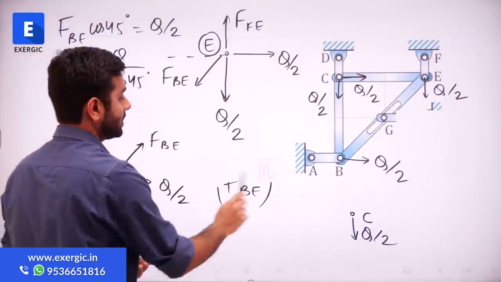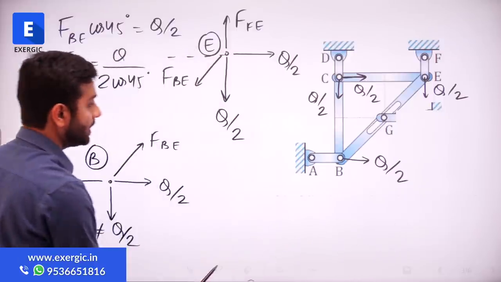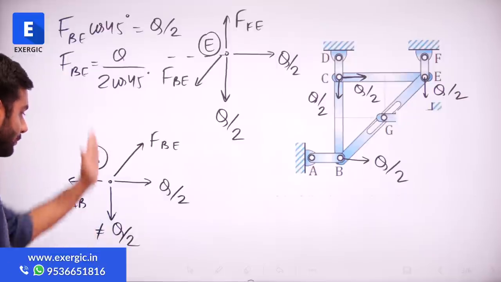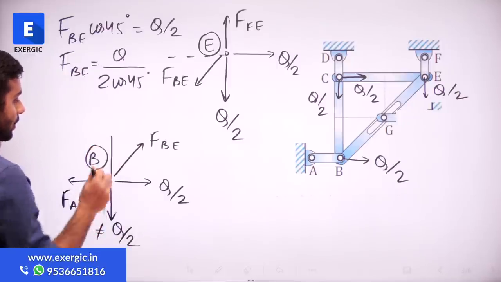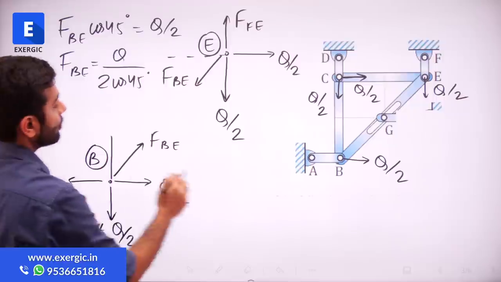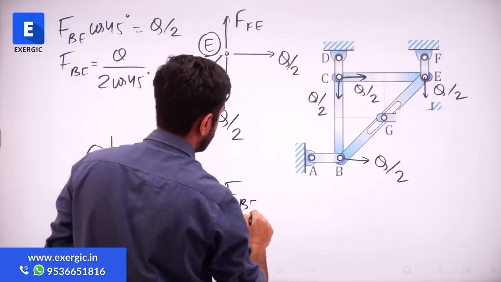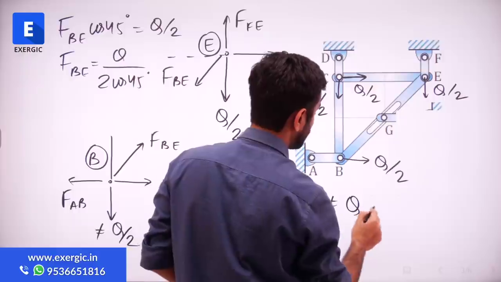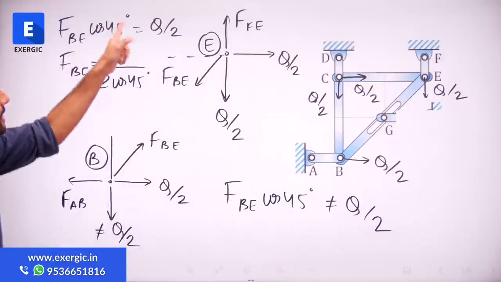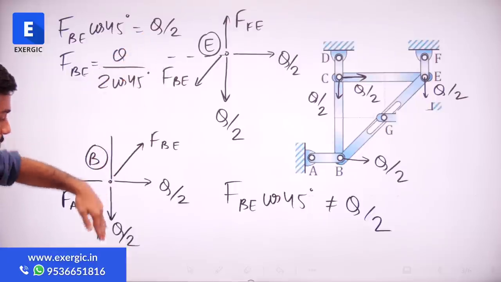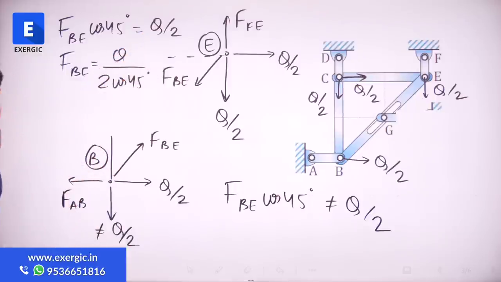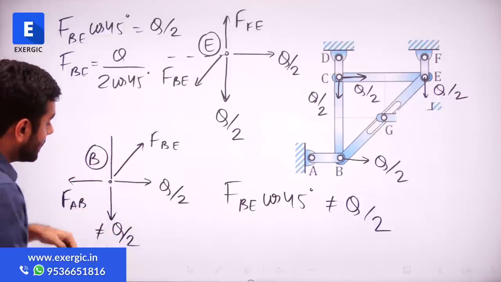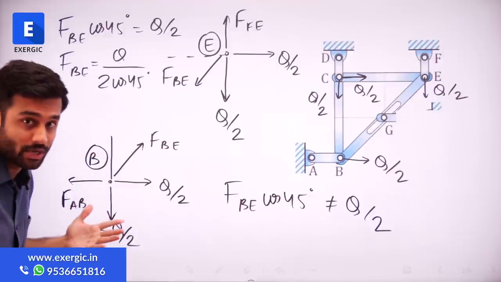Let us do the same thing for joint B. If we talk about joint B here and balance the vertical forces, the force along this direction will be FBE cos 45. But that is not equal to Q by 2. Here it was equal to Q by 2, but here it is not, because this force is not Q by 2. So the force that FBE is expecting to balance is less than Q by 2, right?